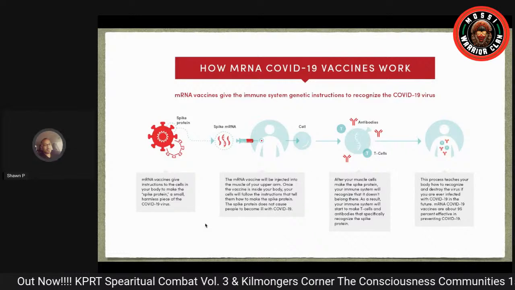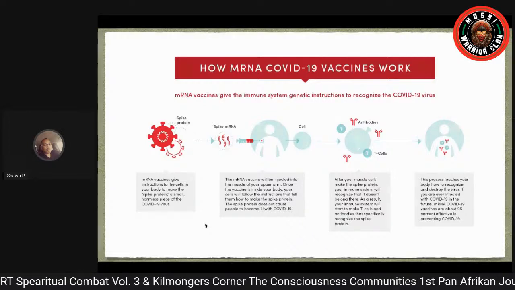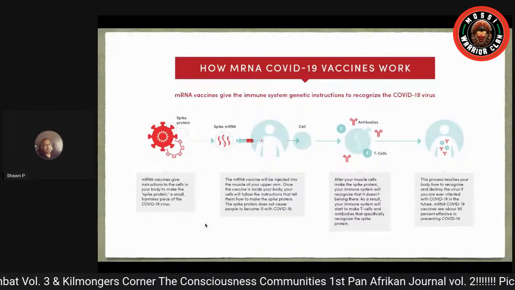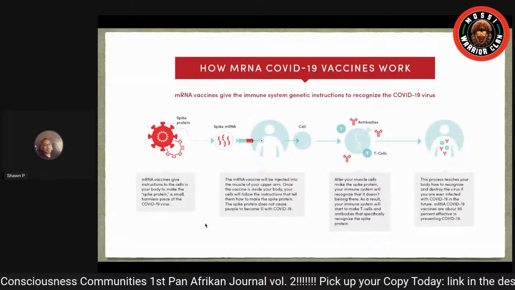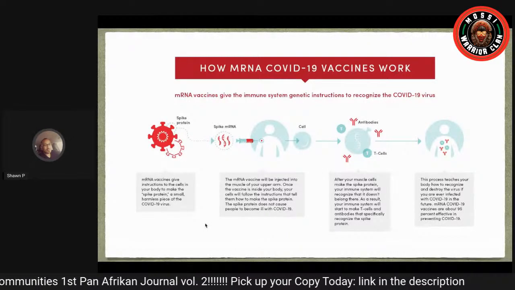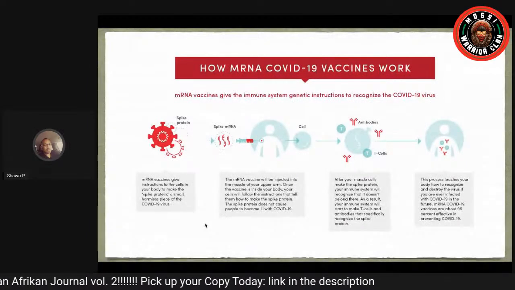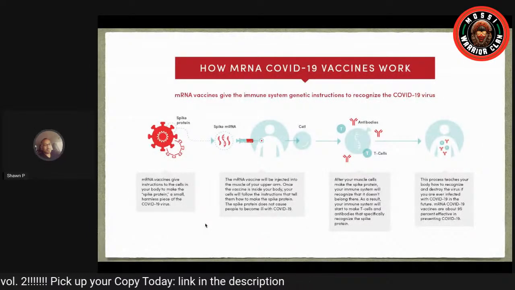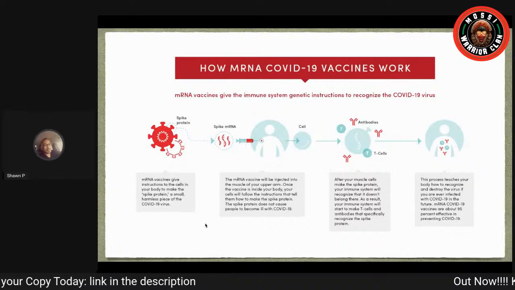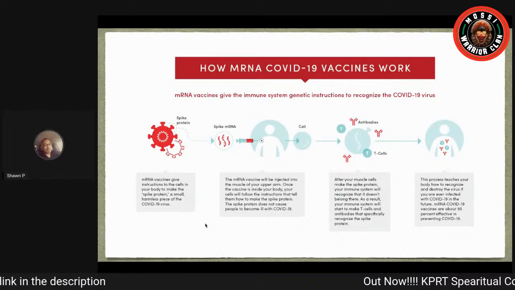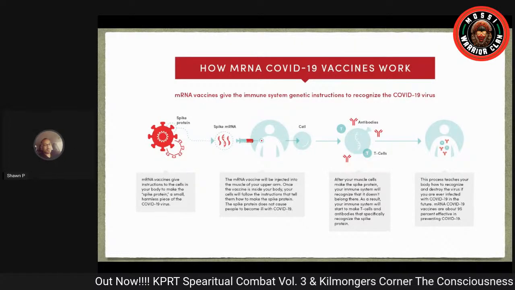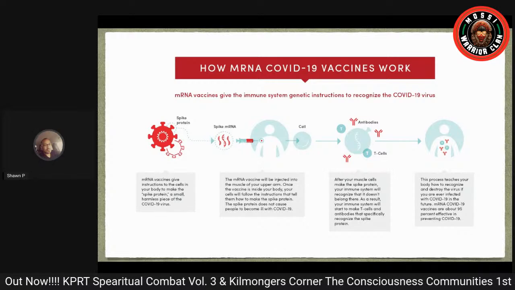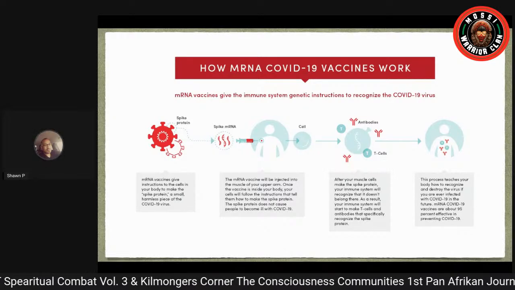Now, at the bottom, it says mRNA vaccines give instructions to the cells in your body to make the spike protein, a small harmless piece of the COVID virus, which we have redundantly repeated. The mRNA vaccine will be injected into the muscle of your upper arm, which I explained. Once the vaccine is inside of your body, your cells will follow the instructions that tell them how to make the spike protein. This is the beauty of technology, is that we have the technology now to tell our immune system how to defend itself against RNA vaccines.